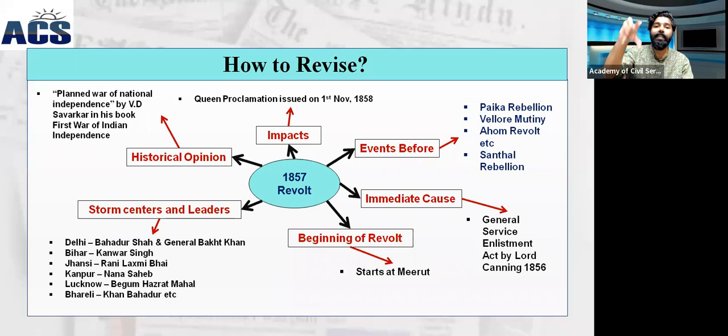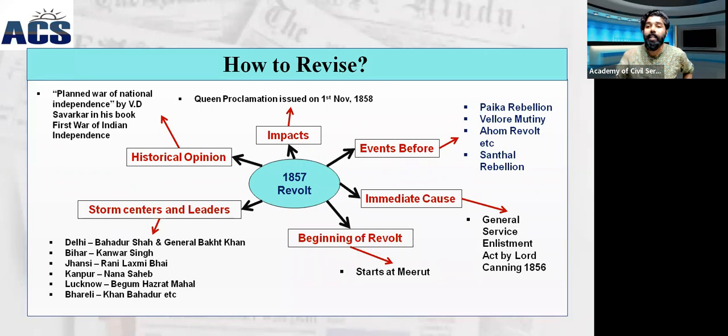So who were the leaders of these centers will be the kind of question you can expect in the prelims, like match the pairs. One side they will give you the storm centers of the 1857 revolt, another side the leaders of those centers. So list out the leaders of these centers: Delhi, Bahadur Shah, and General Bakht Khan was the commander.